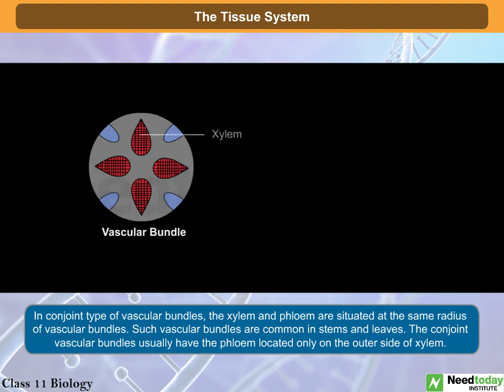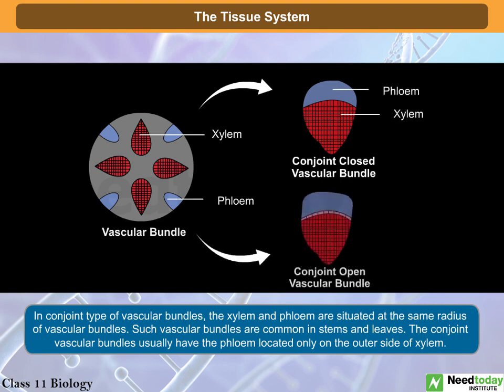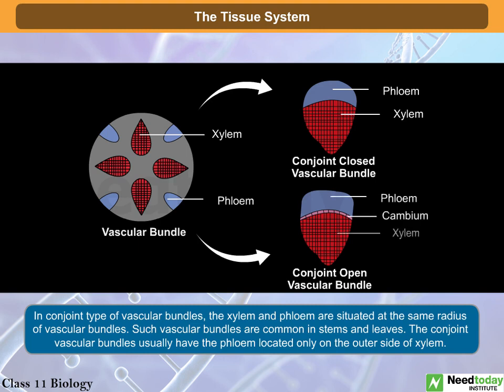In conjoint type of vascular bundles, the xylem and phloem are situated at the same radius of vascular bundles. Such vascular bundles are common in stems and leaves. The conjoint vascular bundles usually have the phloem located only on the outer side of xylem.